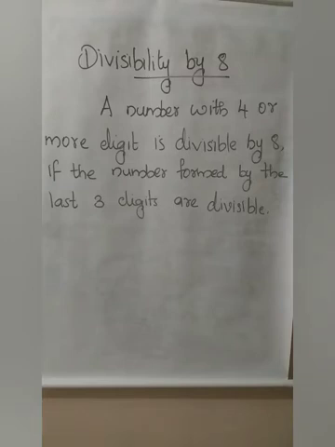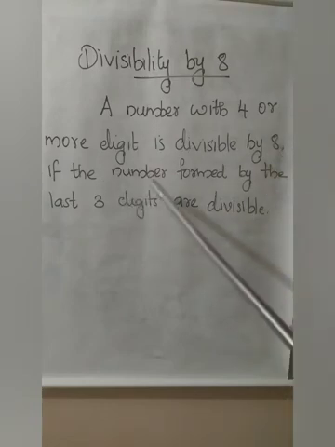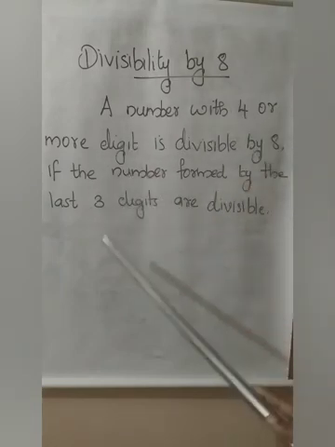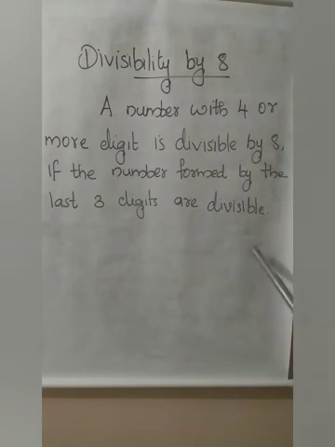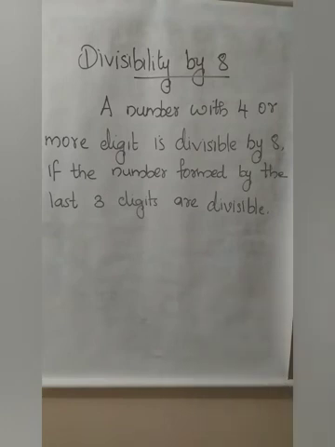Here, in the case of divisibility by 8, a number with 4 or more digits is divisible by 8 if the number formed by the last 3 digits is divisible by 8. In the case of 4, it is the last 2 digits. In the case of 8, how many? The last 3 digits: the ones, tens and hundreds places. When this number is divisible by 8, then we can say the whole number is divisible by 8.